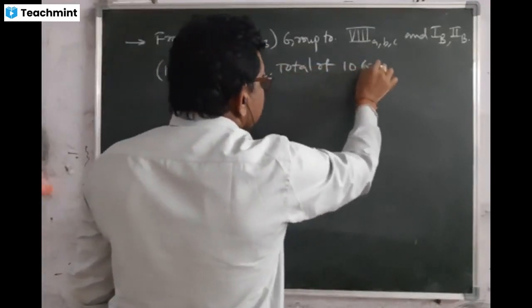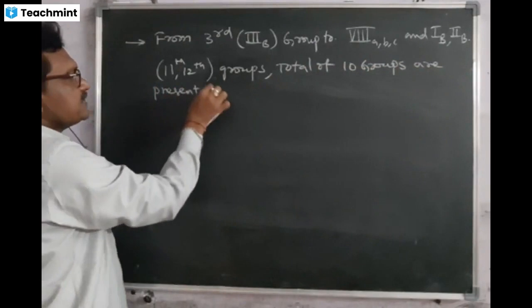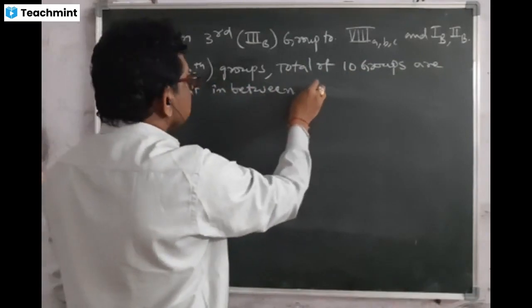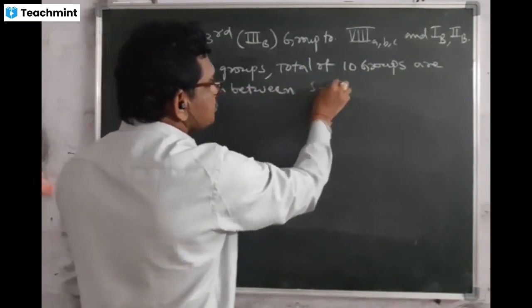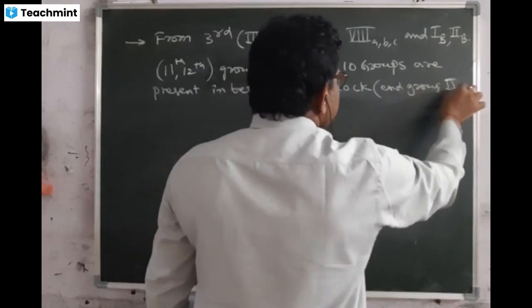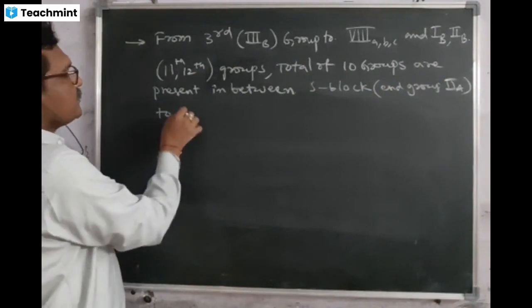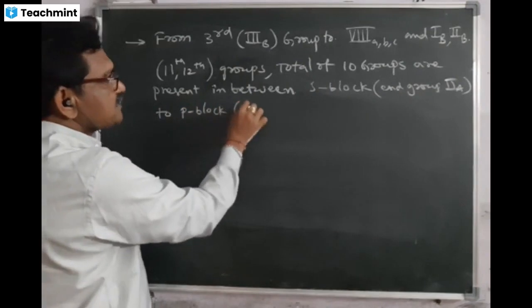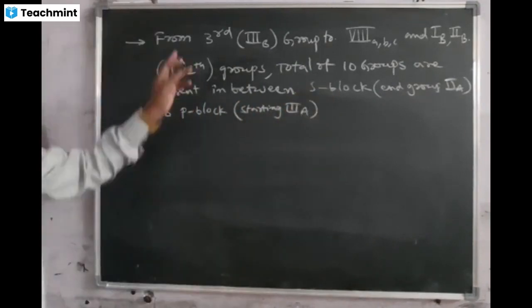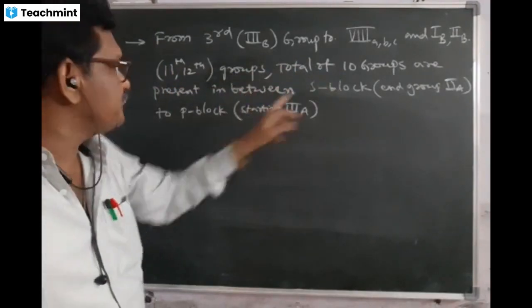A total of 10 groups are present in between the S block and the P block. Starting from the third group to the 12th group, a total of 10 groups are present in between S block and P block.